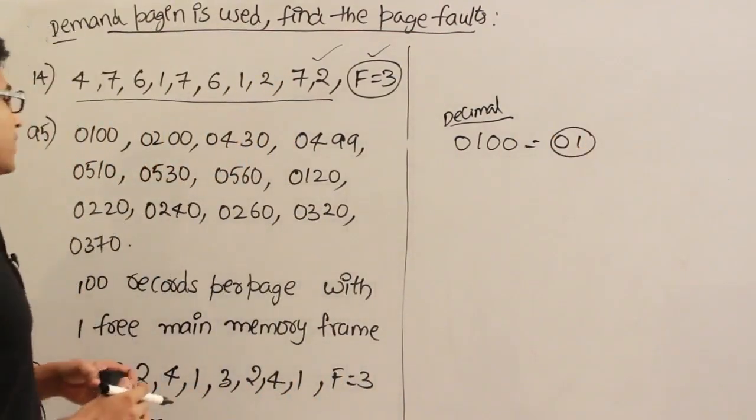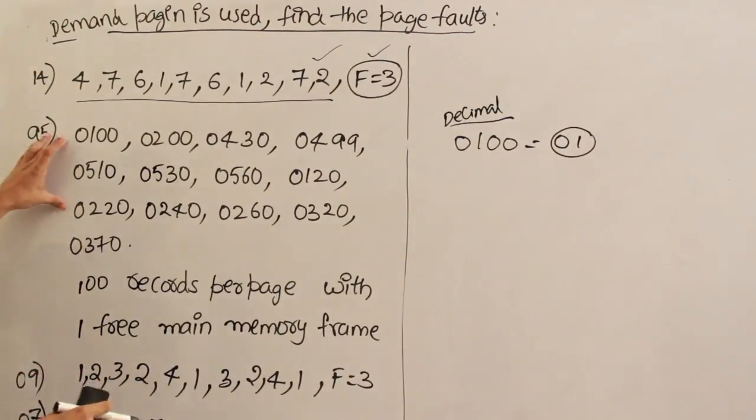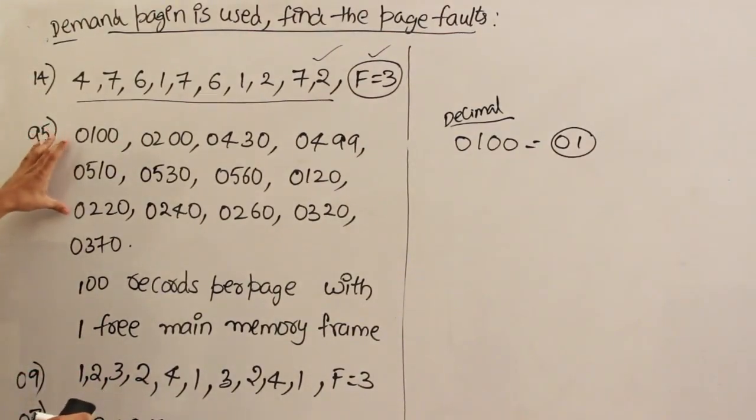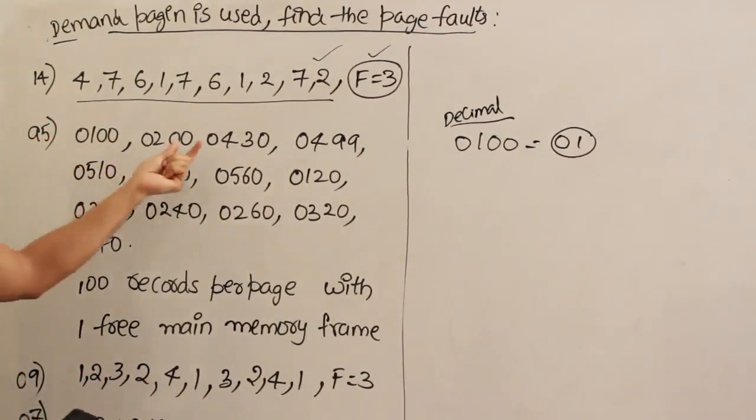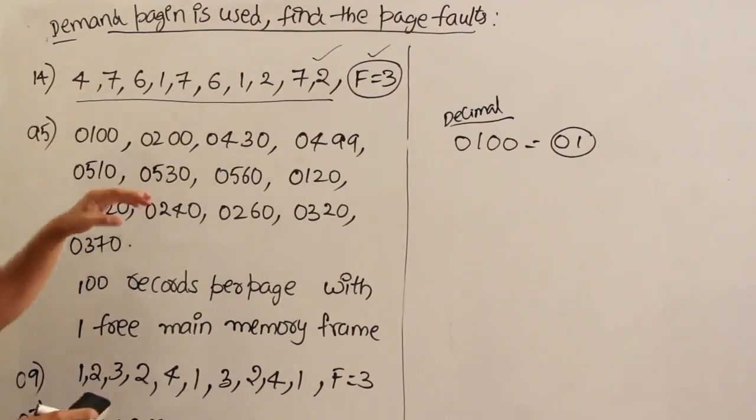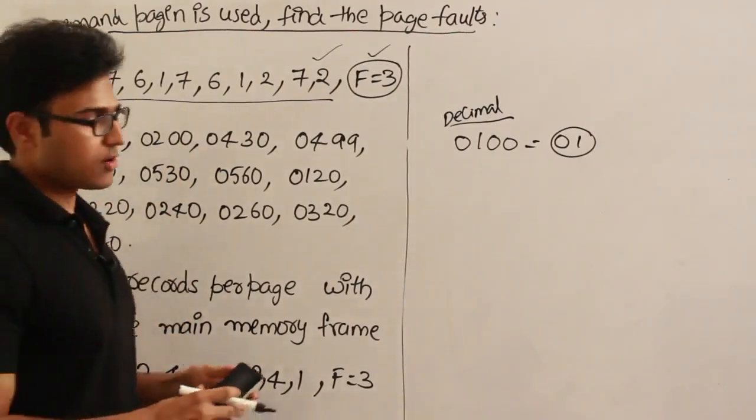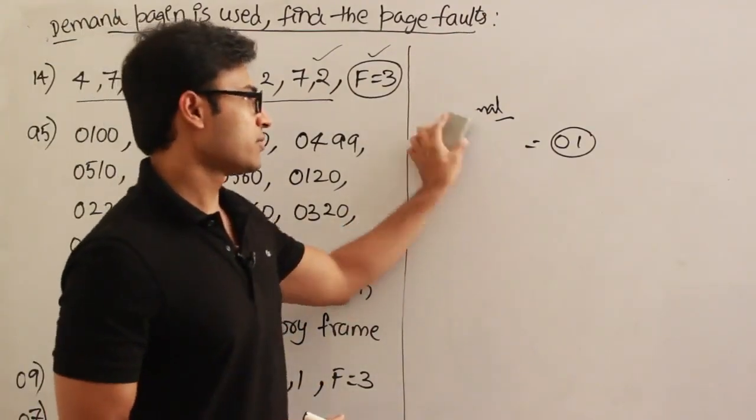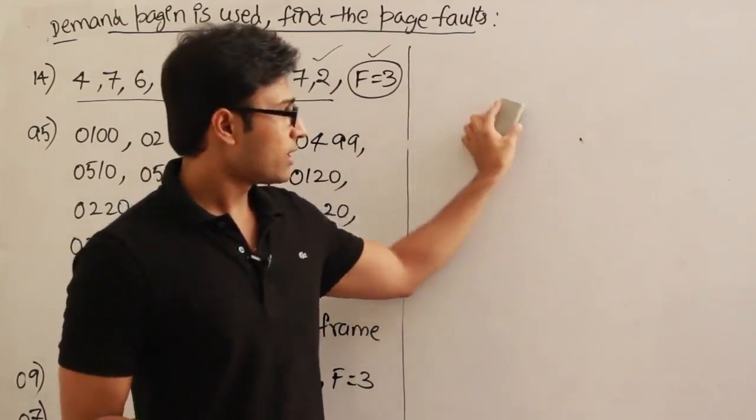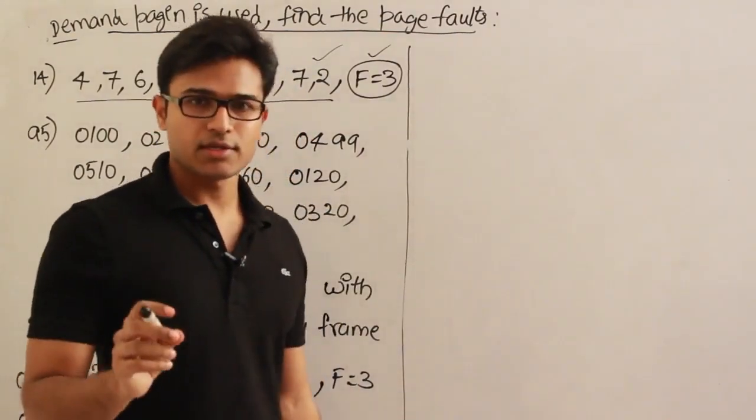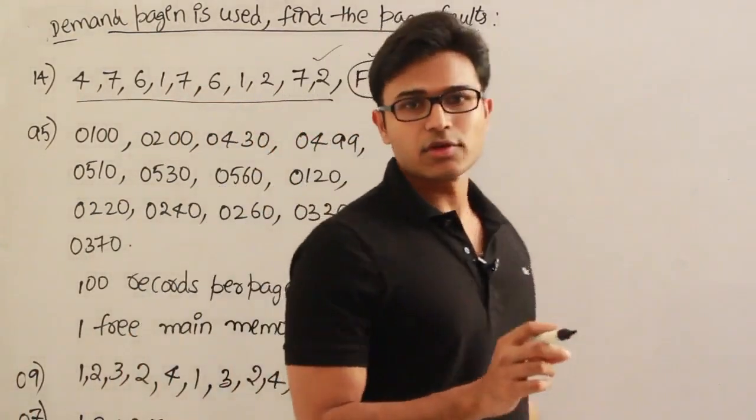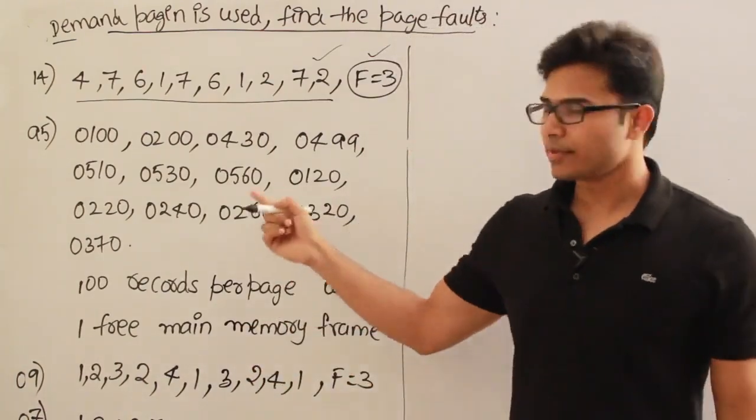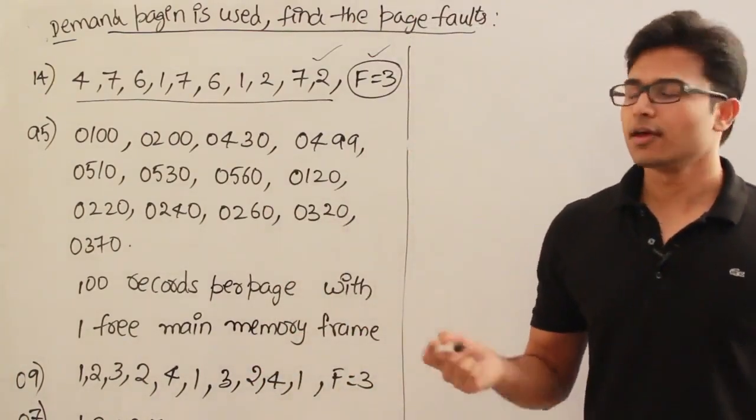So whenever you are trying to solve such a question, what they are trying to say is they are giving you a decimal number, and this decimal number is representing the entire address, and you have to convert the decimal number into a page number. How to convert it depends on what the size of the page is, right? So here they are saying that 100 records are present in the page, and they are trying to refer to one of the records.